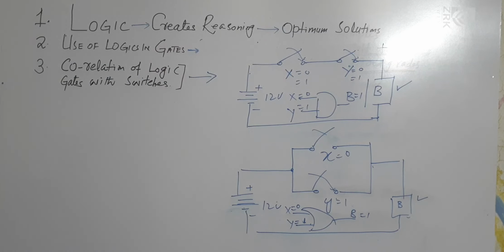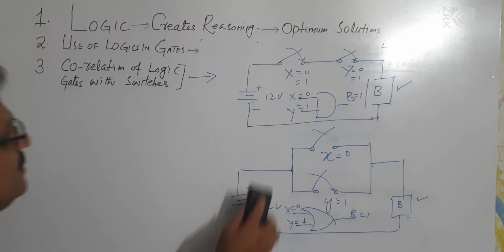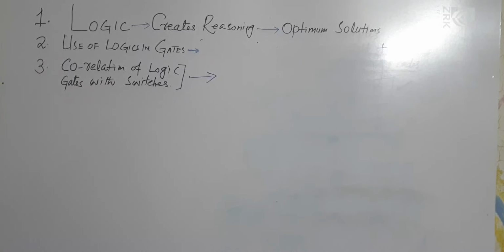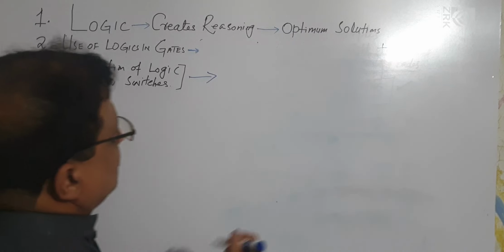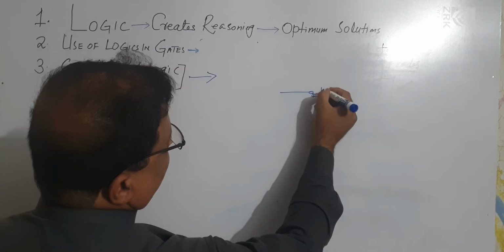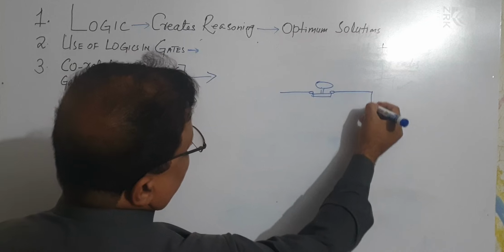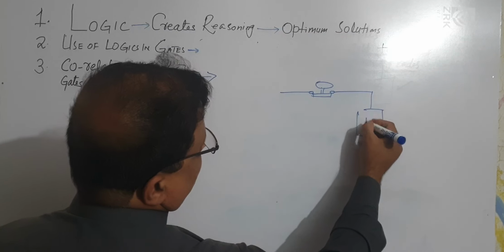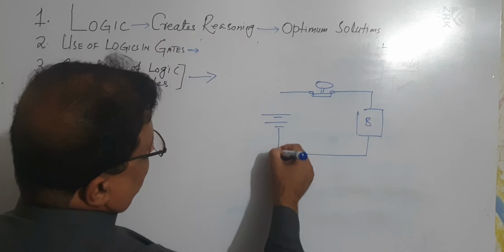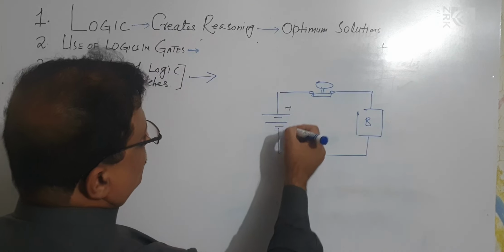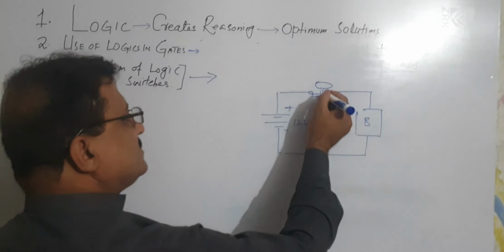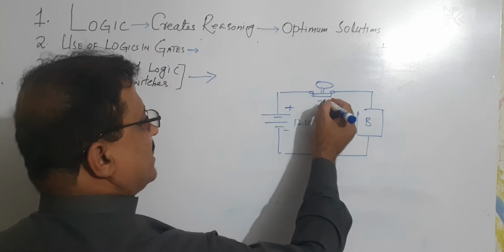Now let me talk about the third basic gate, which is the NOT gate. Let me explain that as well. Suppose we have a push button. A push button is a button which remains normally closed. And here is the bulb. The same example again: the bulb is a 12 volt DC bulb. Suppose I represent this switch by X.